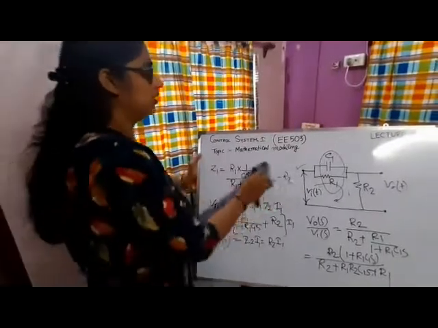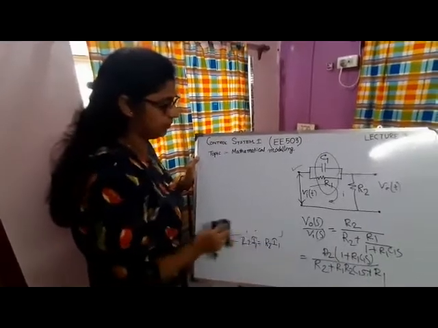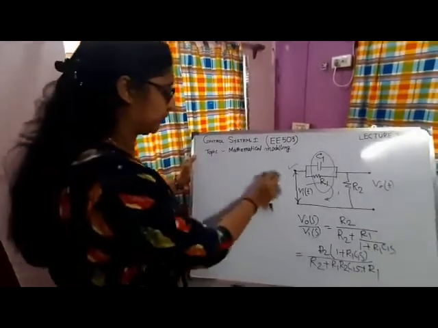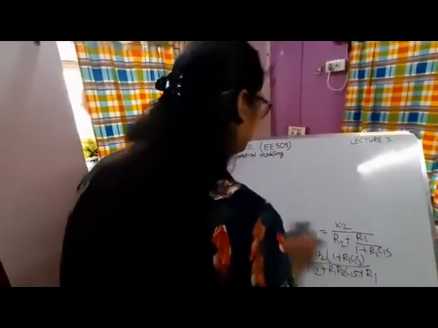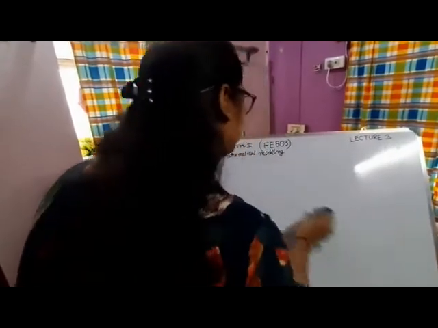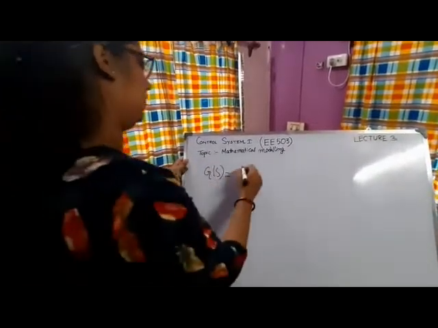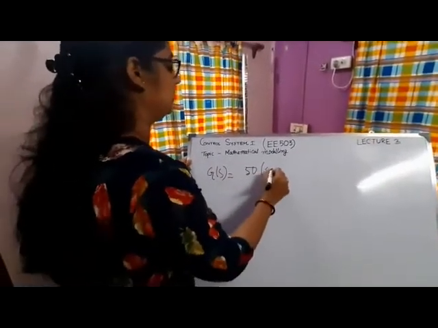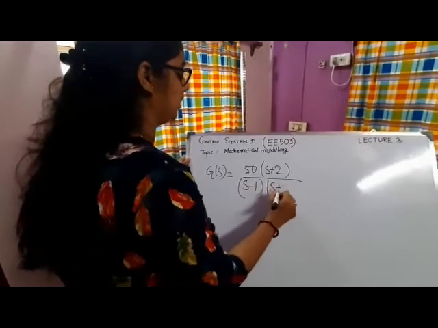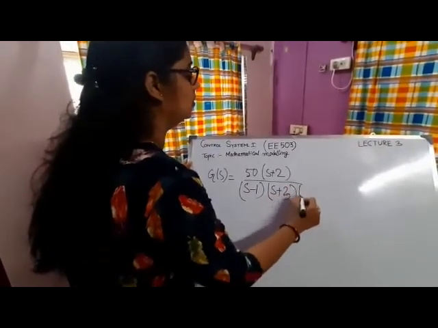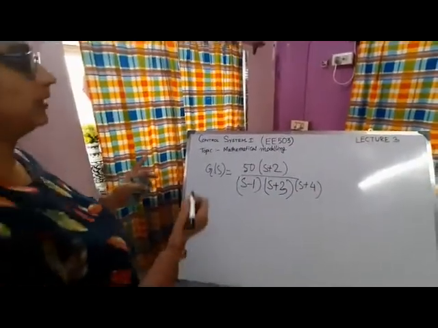Next we'll consider the order and the pole-zero representation from a transfer function. So let us take an example of a transfer function. That is, G(s) is represented as, suppose, 50 into (s plus 2) by (s minus 1) into (s plus 3) into (s plus 4). So this is the transfer function.